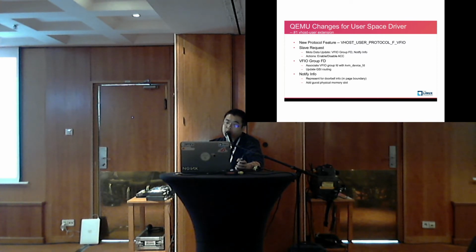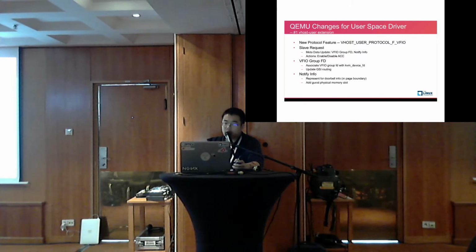First is associating the VFIO group FD with the KVM device FD. And the second one is updating the GSI routing. But we need to check the second one, because we're doing this just to make sure that the token used by IRQ pass-through can work. But we are looking into why it does not work if we do not update this one.